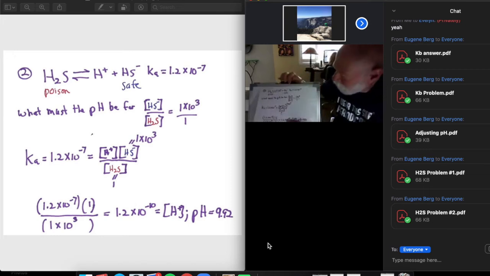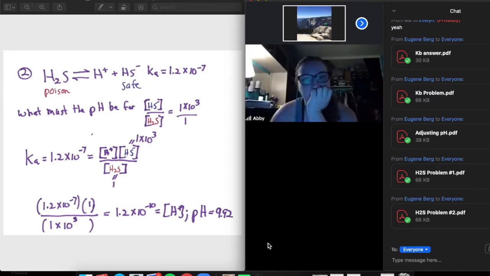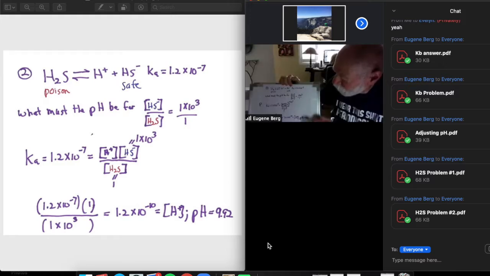So if you couldn't see that other chart, here's the problem. So again, the conclusion is, if you want the ratio of safe to poison to be 10 to the third to 1, you want the pH to be 9.92.